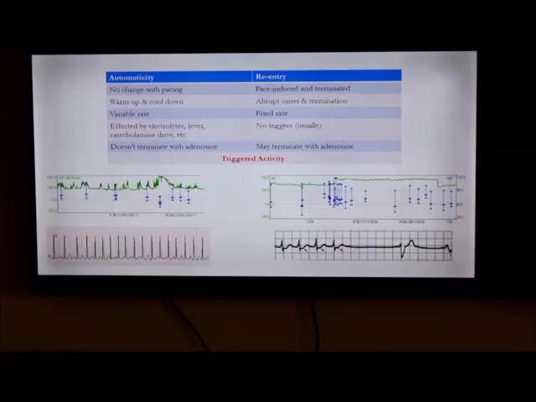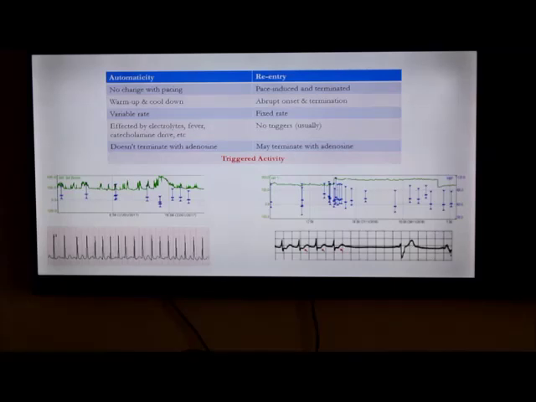So these are the two mechanisms. I talk a lot, but these are the two main mechanisms: automaticity and re-entry. The main differentiation between them: in automaticity, you just have a focus that keeps on firing. So it will behave like a normal rhythm. It has a gradual warm-up, a gradual start, and a gradual slow down. And the rate in between is variable. It's not a fixed circuit, it's just a focus that keeps firing.